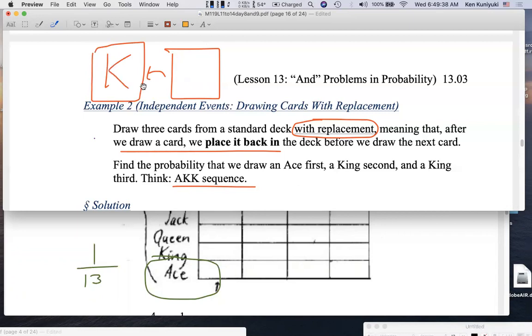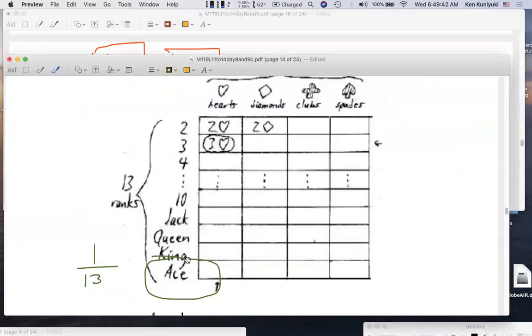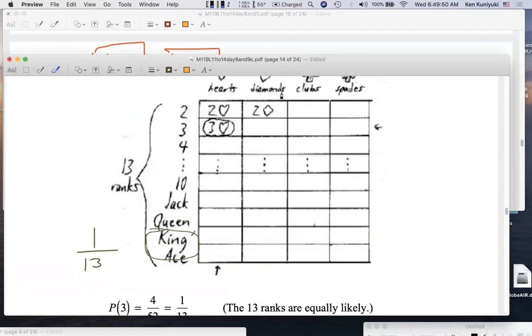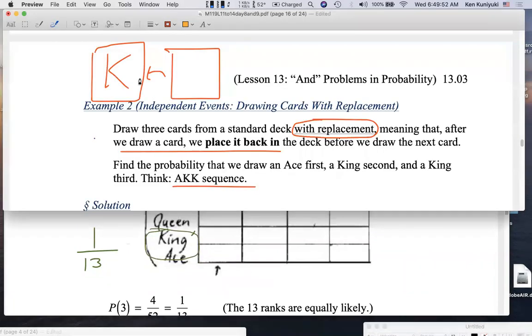What's the probability the second card is a king? Well, regardless of what happened on the first card, there are 13 ranks, each of them equally likely. Once again, the probability of getting any particular rank, like a king, is 1 over 13. Let's say you get an ace and a king. You put the second card back in. Deck is randomly shuffled. What's the probability the third card is a king? That's still 1 over 13.